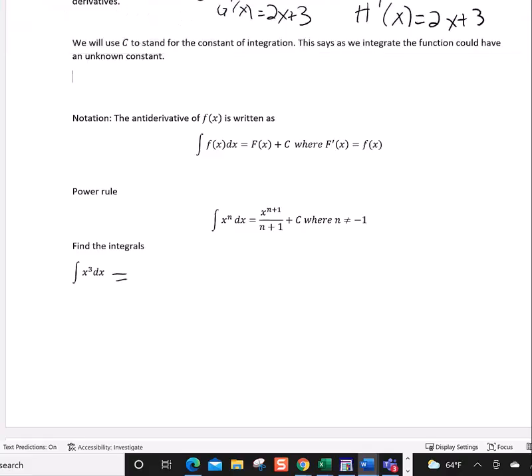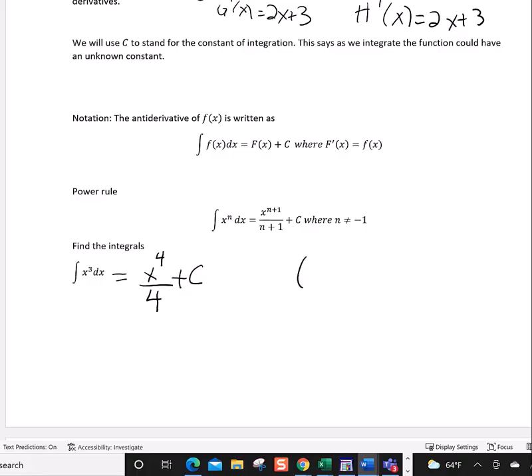So I said, okay, my power is 3. Let's raise it 1. That's to the power of 4. I divide by the same thing. So those two match, and I say plus c. Let's keep in mind, what are we doing? We are finding a function whose derivative is x cubed. So you could check this.